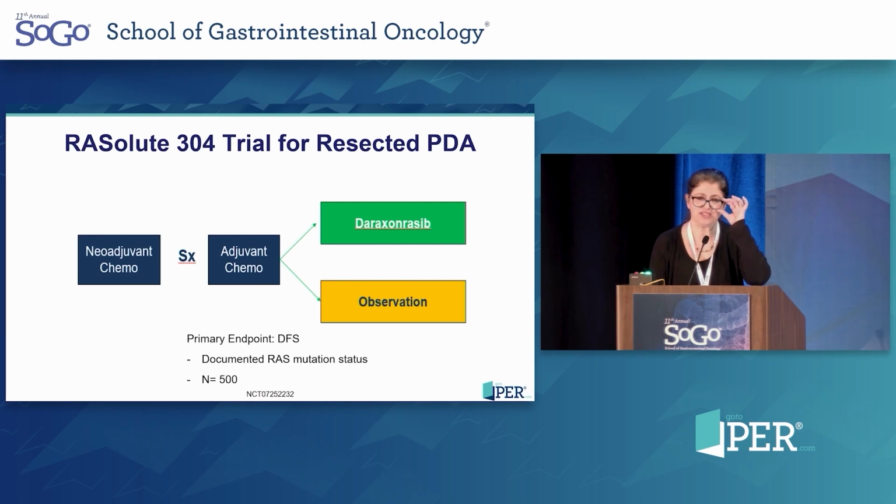But suffice it to say that we're taking this approach in the adjuvant setting, in a setting where we can hopefully cure patients. And patients with pancreatic cancers in Resolute 304, after they complete either neoadjuvant therapy followed by surgery or surgery followed by adjuvant chemo, will be randomized 1:1 to either observation or maintenance therapy with daraxonrasib. This is a study that will accrue 500 patients and looking at disease-free survival.